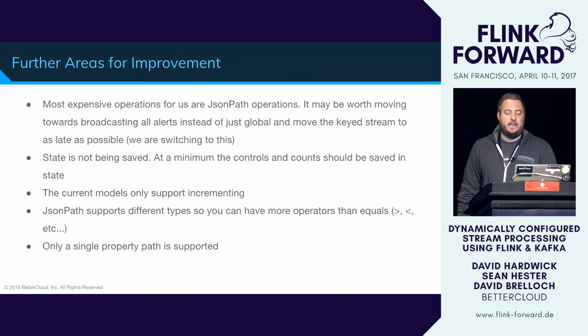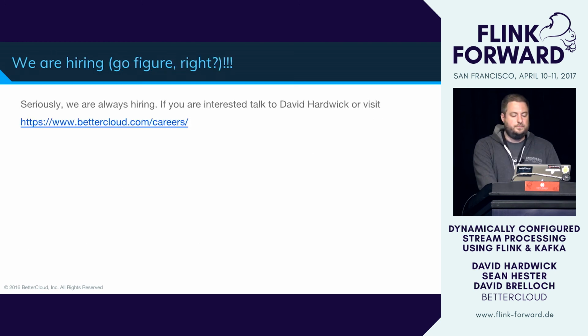Obviously, state needs to be saved at a minimum. Controls and counts should be. Current models only support incrementing. You're likely going to want to decrement. It's pretty trivial. JSON path, super powerful, so you can do comparisons. It's got a whole concept of types. Like if for whatever reason you want to compare greater than, less than on an integer, no problem there. And only a single property path is supported with this. You'd likely want to support multiple.